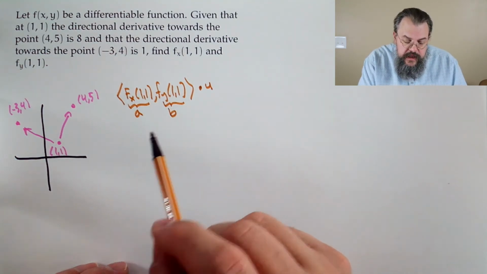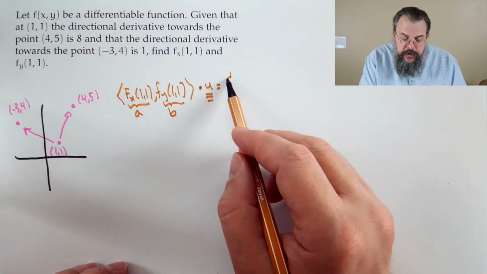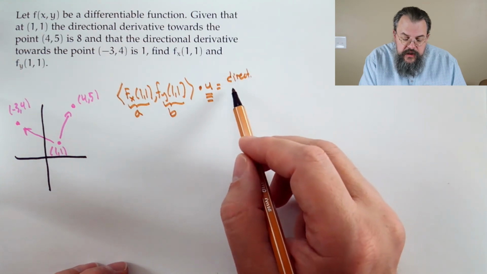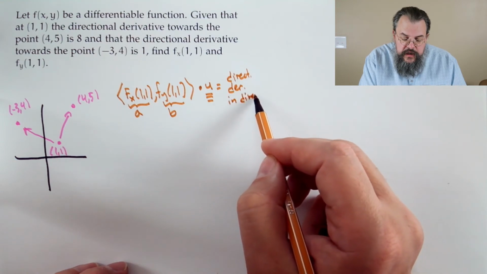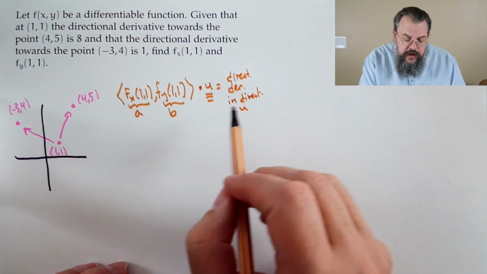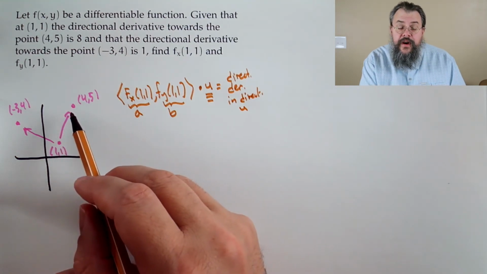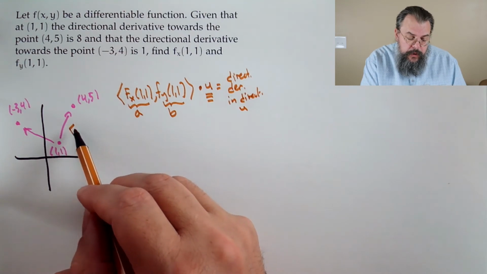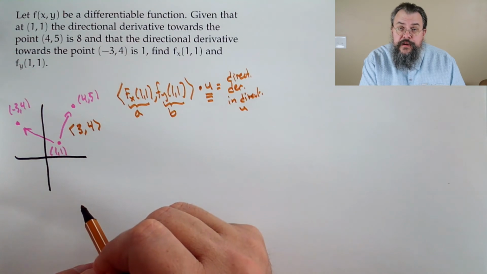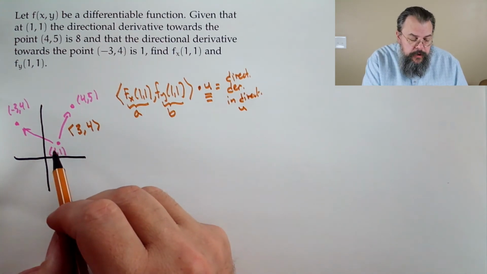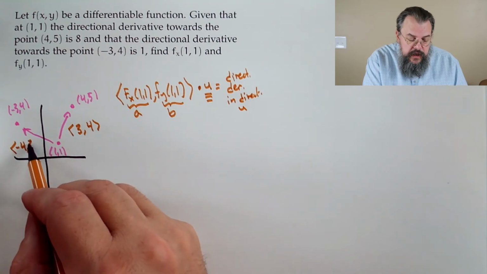So let's think about what our vectors u are, and we'll just make a note to remind ourselves: these are directional derivatives in the direction u. Okay, so that's what we find. From the point 1, 1 to the point 4, 5, well, that says we went up by 3 and up by 4. So that's the vector 3, 4. If we go from 1, 1 to minus 3, 4, well, we went down by 4, up by 3.